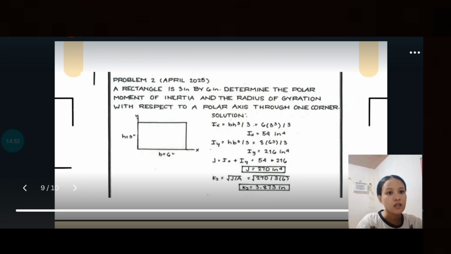Then the next one is the radius of gyration. The formula is the square root of J over A. So our J is 270 over our area, which is 3 times 6, the height and base. So the square root of 270 over 3 times 6 is equal to 3.873 inches. So the radius of gyration is 3.873 inches.